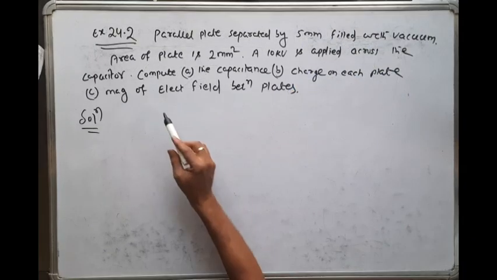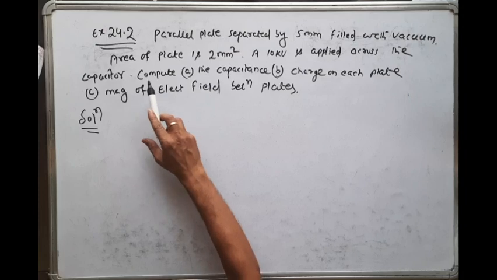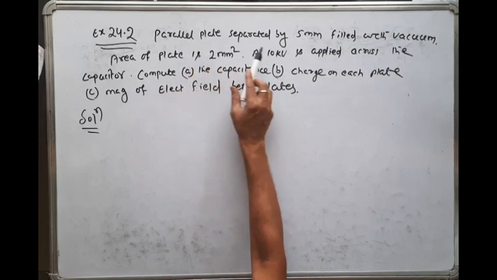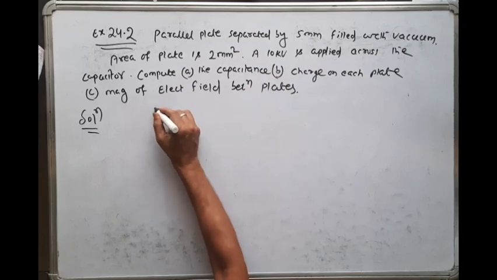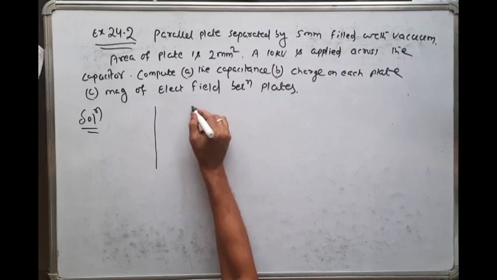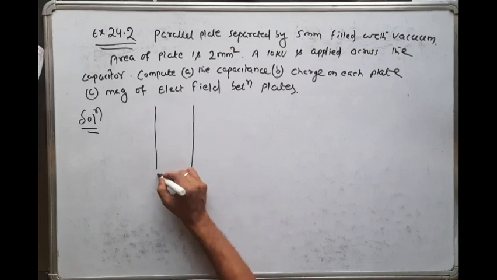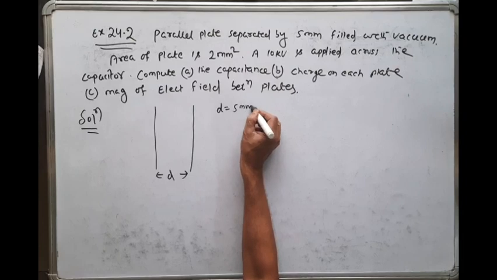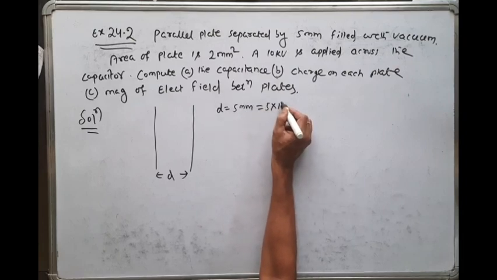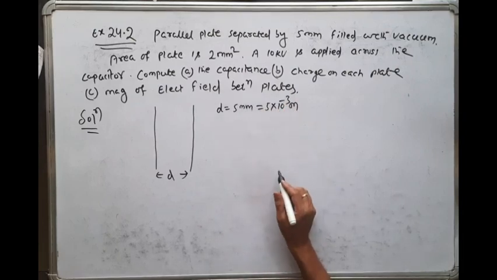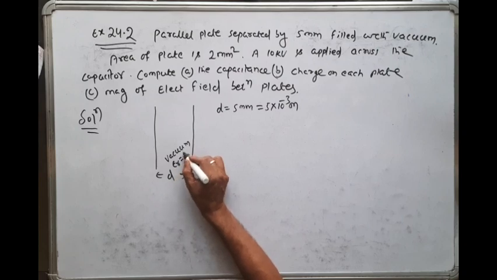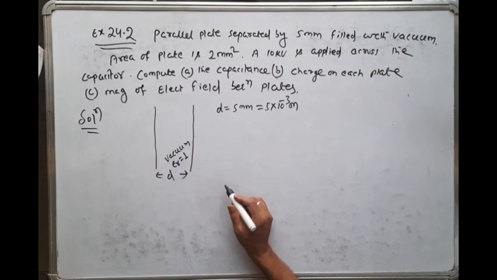So let us take one example. Example 24.2 of the University Physics book. You see, parallel plates separated by a 5 mm distance. So these are two parallel plates. The distance of separation is given as 5 millimeter. Immediately convert into SI system: 5 into 10 to the minus 3 meter. It is filled with vacuum. So in vacuum, what is the relative permittivity? 1, or the dielectric constant is 1.